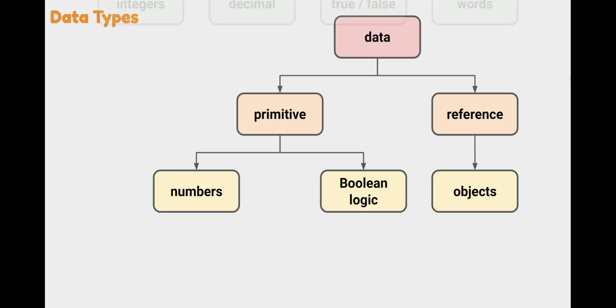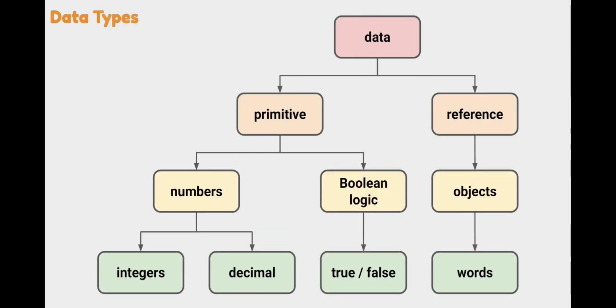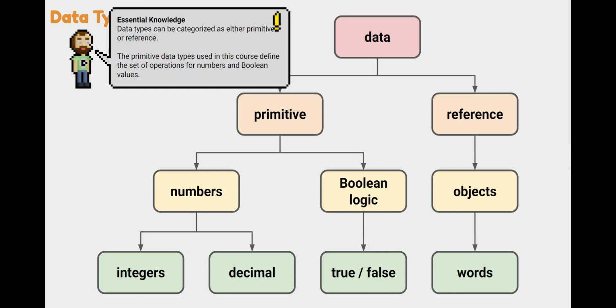Breaking that down even further, the numbers that we are going to be dealing with are integers and decimals. Our Boolean logic is going to be true, false values. Our objects are going to be words. Those are going to be those strings that we've been working with. This ties into our essential knowledge. Data types can be categorized as either primitive or reference. And the primitive data types used in this course define the set of operations for numbers and Boolean values.